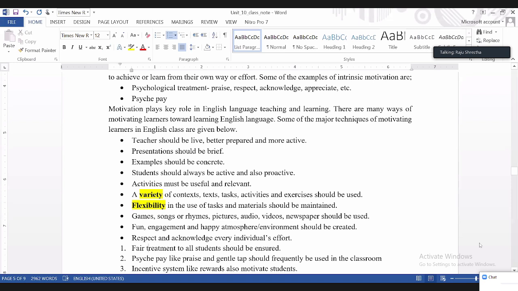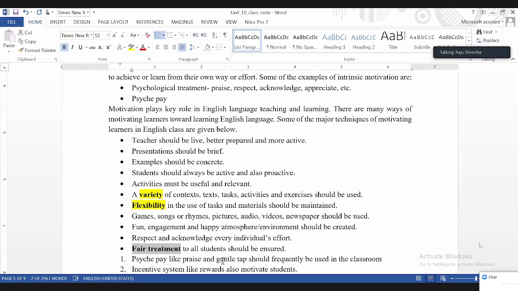Then from the teacher's perspective, teachers should give fair treatment to all students. All are the same. All are good students. We have to treat them fairly. Otherwise, if we do unfair treatment, love to some students and hate to some remaining students.